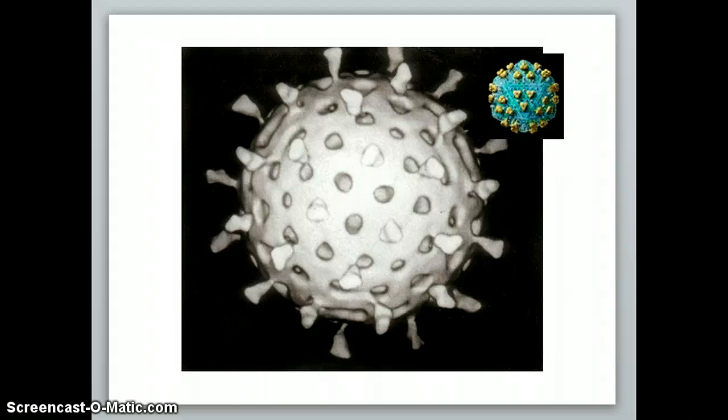For instance, viruses. So this is a virus right here. This is actually the HIV virus. A virus is not made of cells. This doesn't look like a cell. What this is, is a protein coat. These are proteins with a very specific shape on the protein coat.